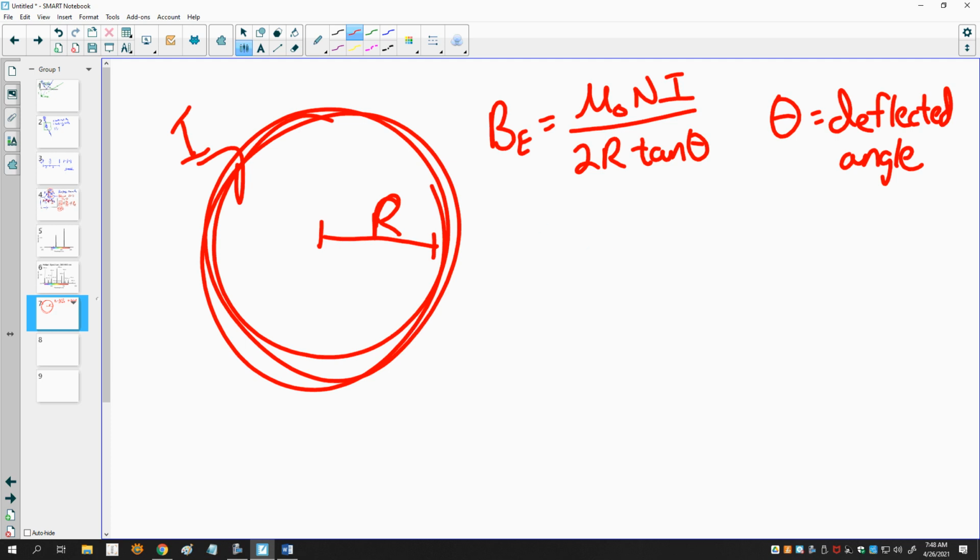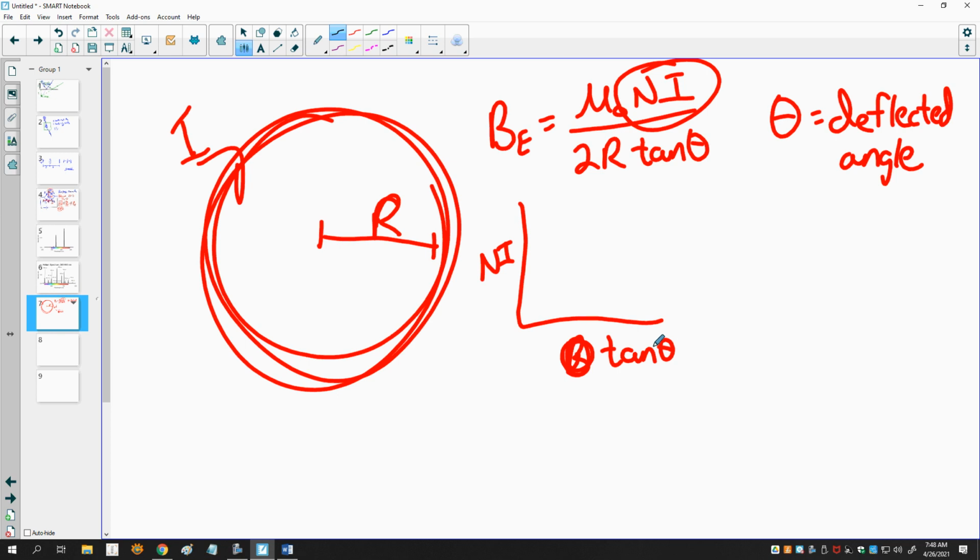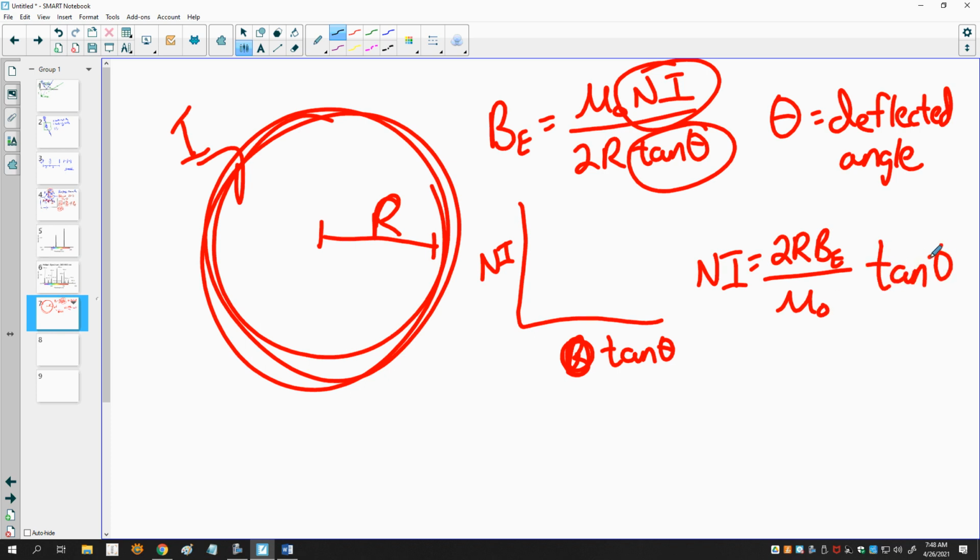So if I plot, as you did in class, Ni on my y-axis and tan theta on my x-axis, I find that since Ni is equal to 2RBE over mu naught times tan theta, that's just this equation, solved for Ni. This is my y variable, this is my x variable, so this represents my slope.